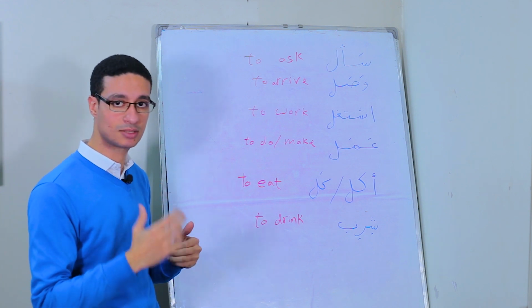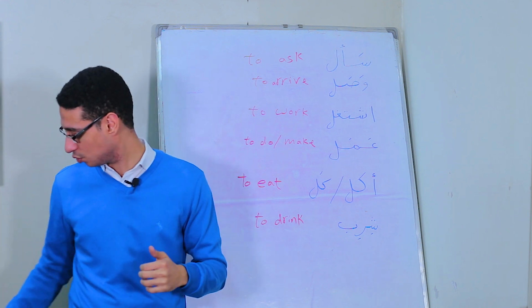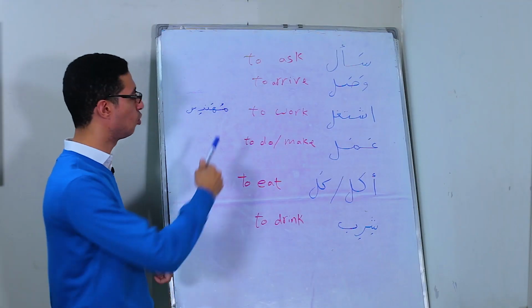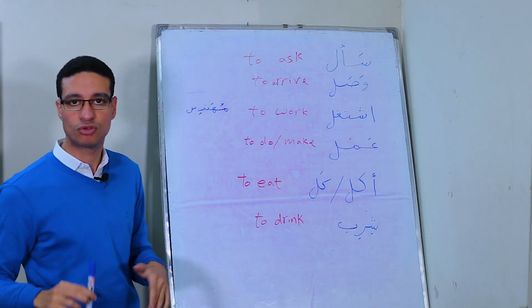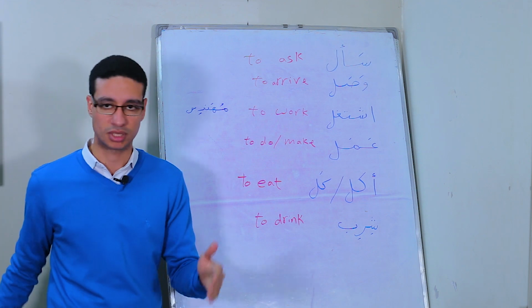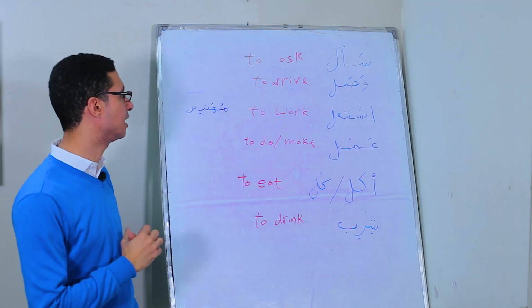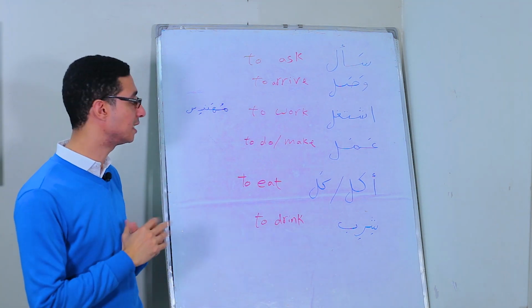بشتغل مهندس. Muhandis means an engineer. We will write it. Okay, so muhandis is an engineer. So if you want to say I work as blah blah blah, it would be like أنا بشتغل مهندس.